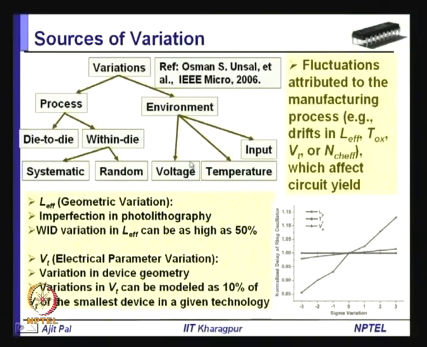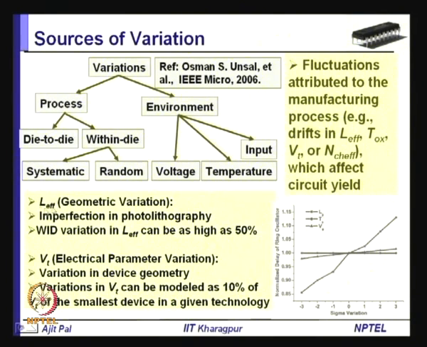So, environment is input, and manufacturing process variations can be attributed to the drift in effective channel length, variation in the thickness of the silicon dioxide, and that will lead to variation in the threshold voltage, and also variation in the doping concentration within the channel. So, these changes will affect the yield. Later on we shall see how the yield is affected.